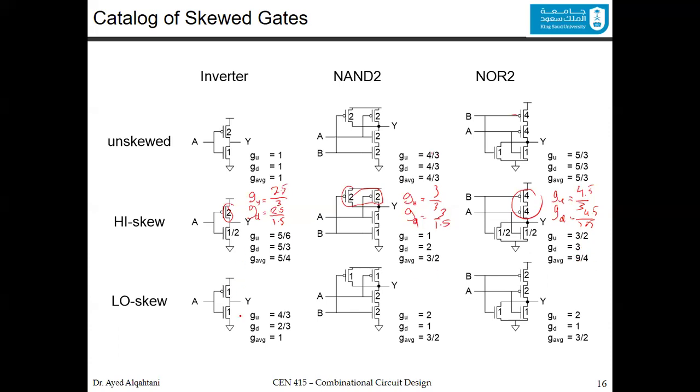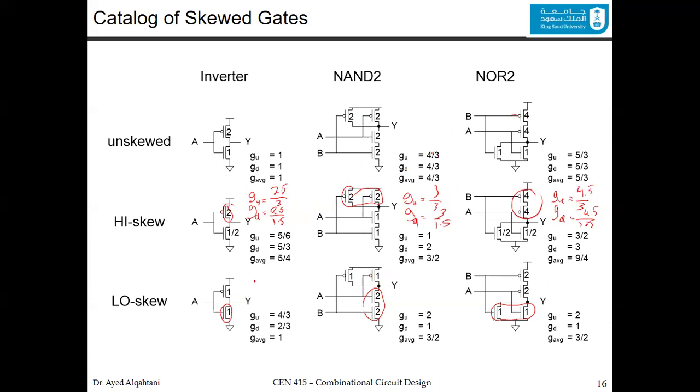You can do the same for the low skew inverter. Now you care about the pull down network. So you get the same sizing of the unskewed gate, but the one in the pull up, you get it actually halved. So 2 becomes 1, the 2's here become 1 and 1, the 4 becomes 2 and 2. This is the low skew circuit for the inverter, the 2 input NAND, and the 2 input NOR.